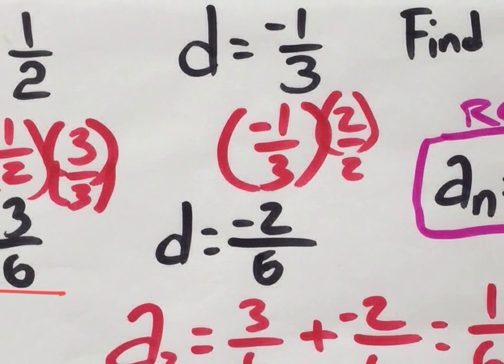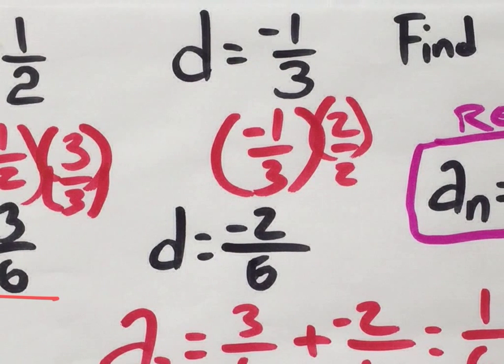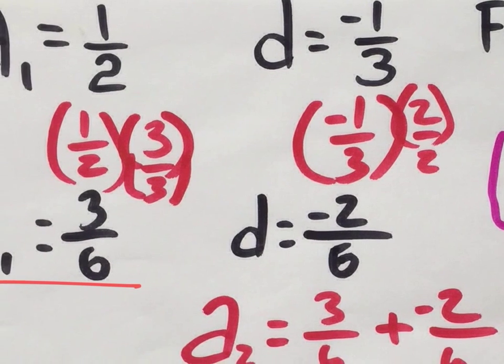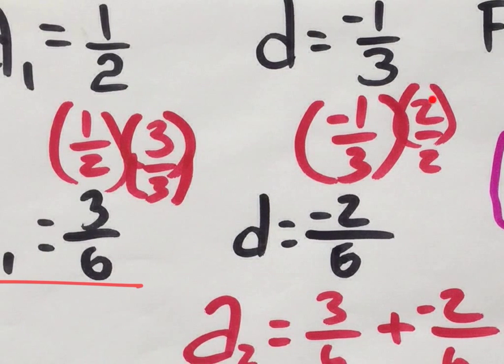What about the difference? Likewise, we need to make sure that the denominator is the same. We want 6 on both sides. So we're going to multiply both negative 1 and positive 3 by 2. And when we do, negative 1/3 becomes negative 2/6.